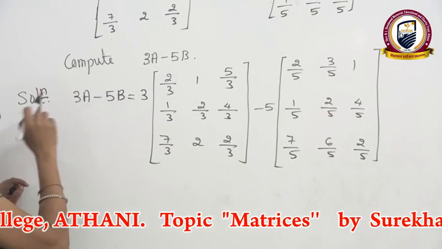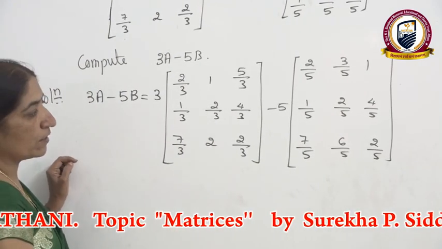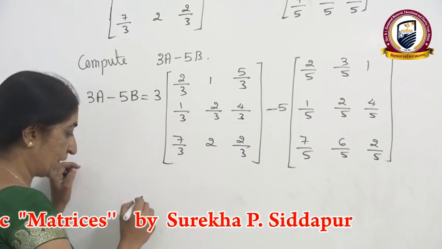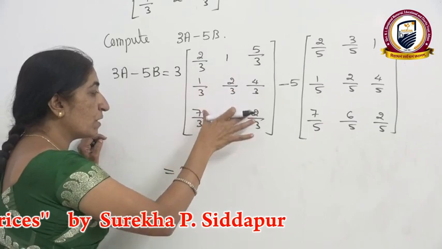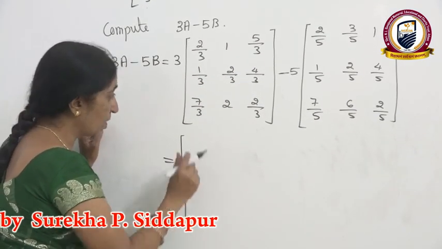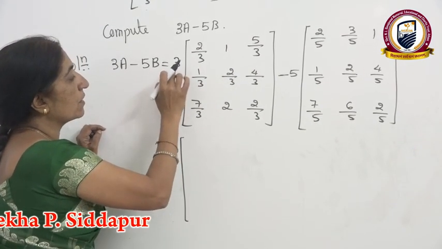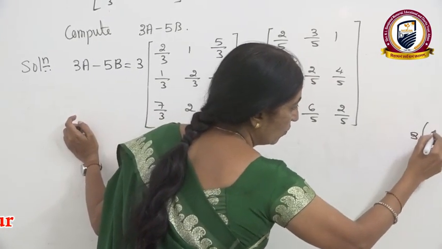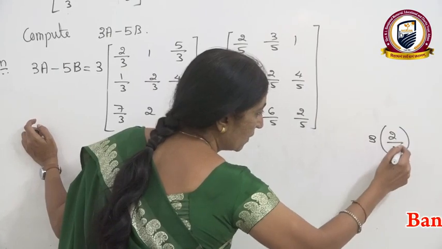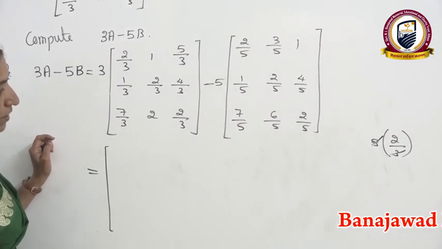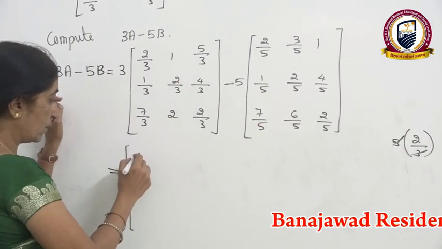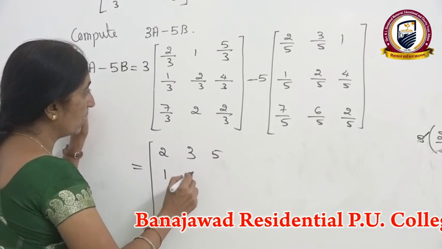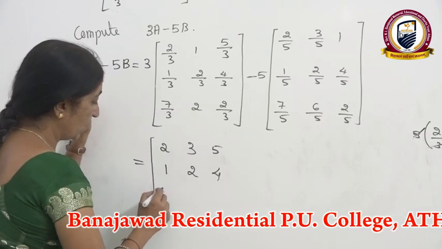After substituting matrices A and B, first what you are applying? No, first we are not applying the subtraction. We are going for scalar multiplication. Each number of this matrix is multiplied with what? It is multiplied with number 3. See, 3 into 2 by 3 is what? How you are writing? 3 into 2 by 3. See, the 3 cancels. What is remaining? 2. So like that. 2, 3, 5, 1, 2, 4, 7.